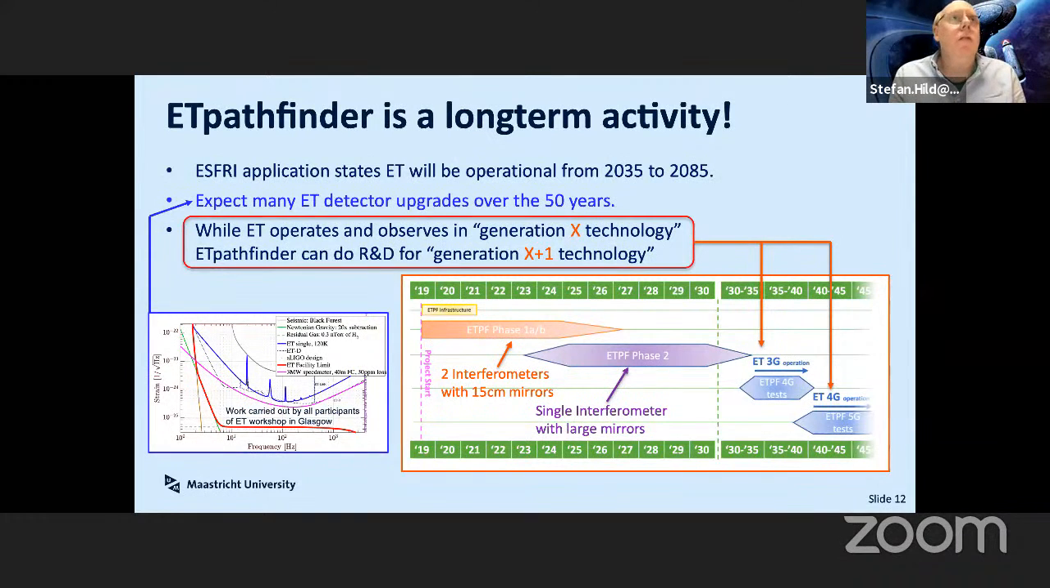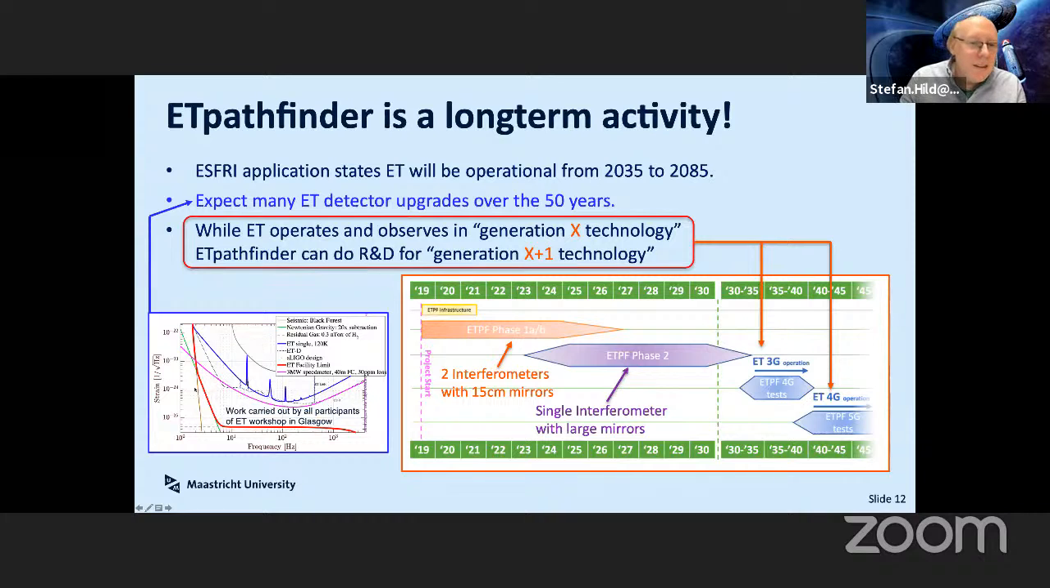I should mention a bit about the long-term plans. ET Pathfinder is a long-term activity. If you look at the S3 application, we operate from 2035 to 2085. So this really needs a bigger picture. We need to look far into the future, and obviously we expect many ET upgrades over the next 50 years.